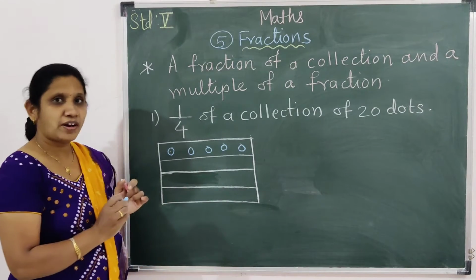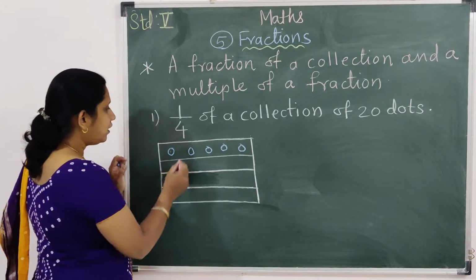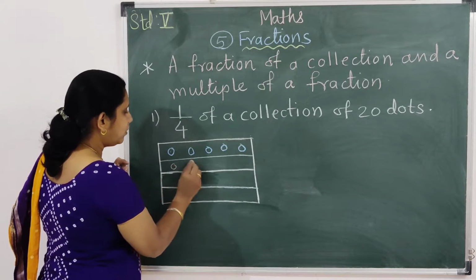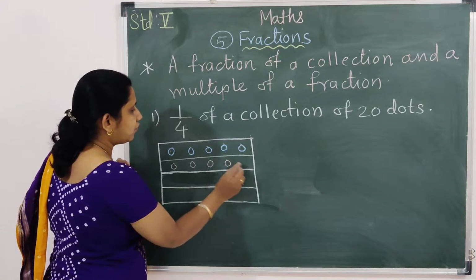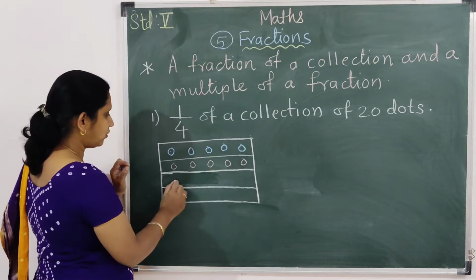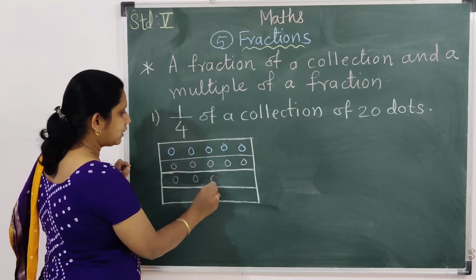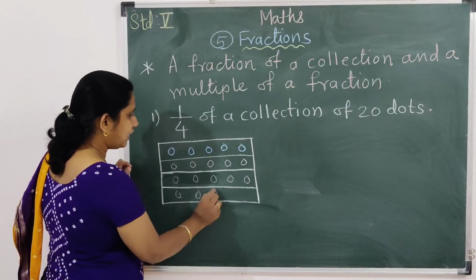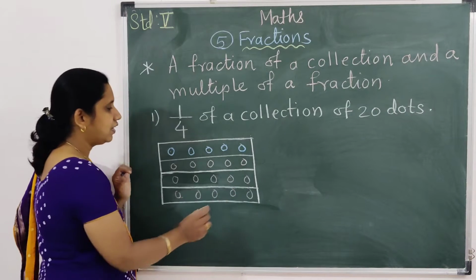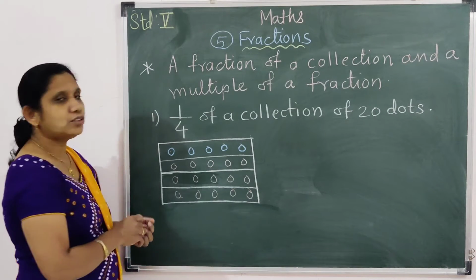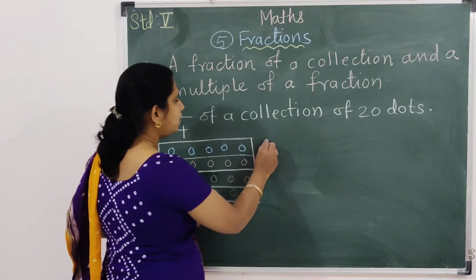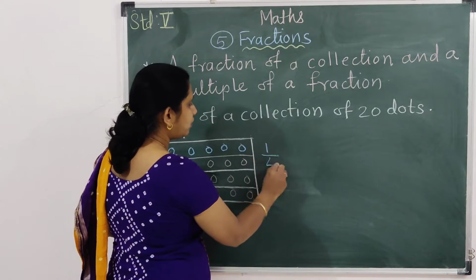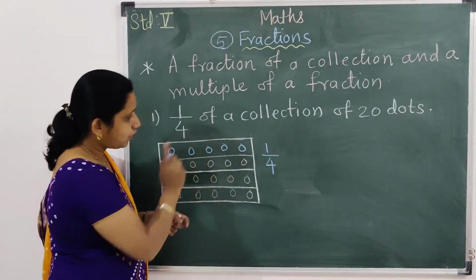These are 5 dots. Now 1 2 3 4 5. So these are 10 dots. 11, 12, 13, 14, 15, 16, 17, 18, 19, 20. Alright? So 1 upon 4. This is 1 upon 4.